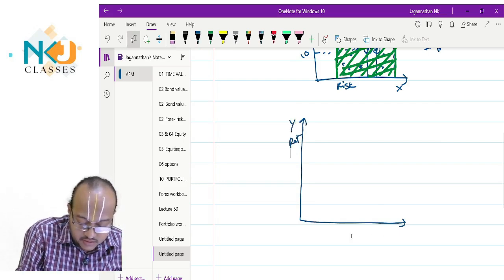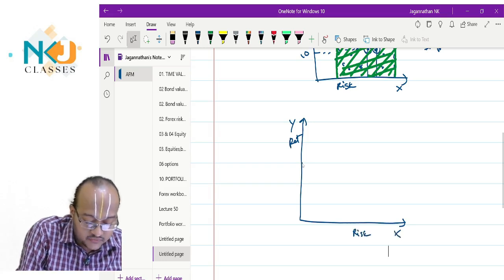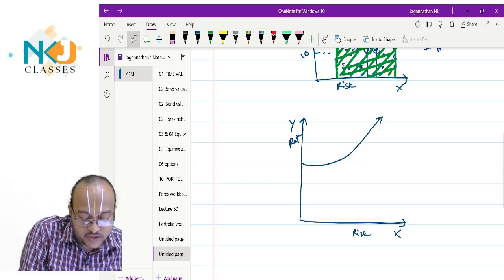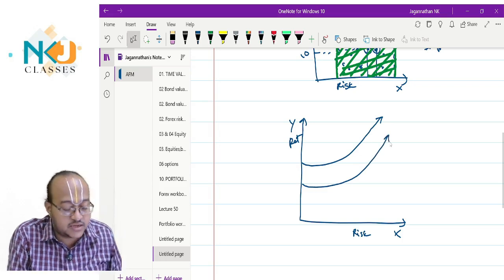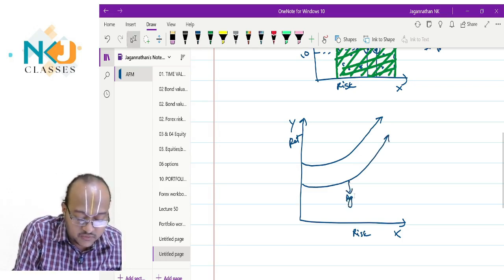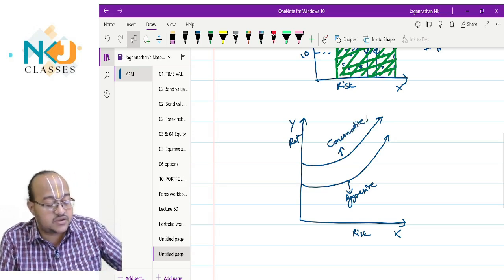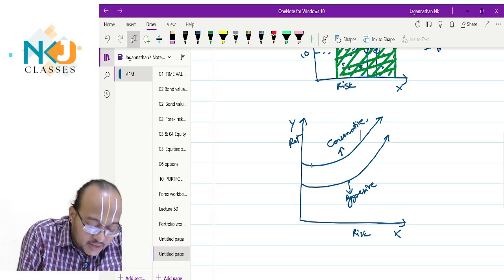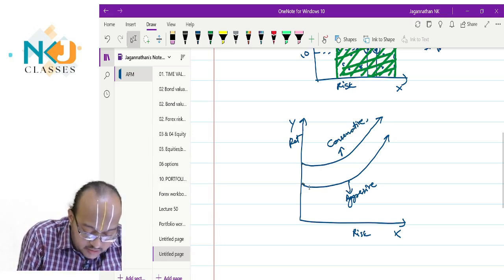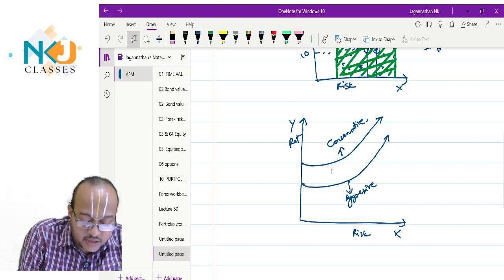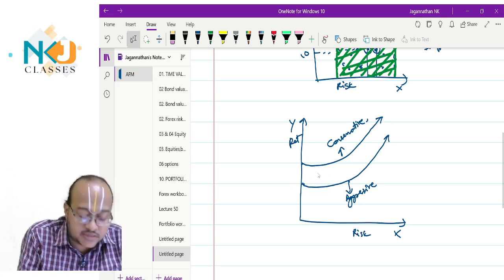This is return, this is risk, correct? This is the x-axis. We have two types of investors, conservative investors and aggressive. This aggressive, this conservative. Now how this is conservative, I will tell you. Simple. Any given point you take in the graph, it is going parallelly upwards, isn't it?